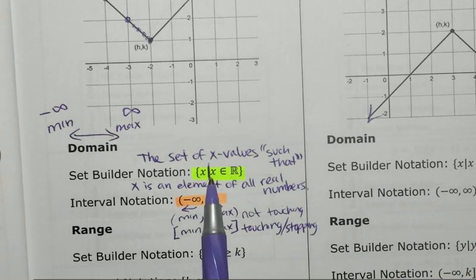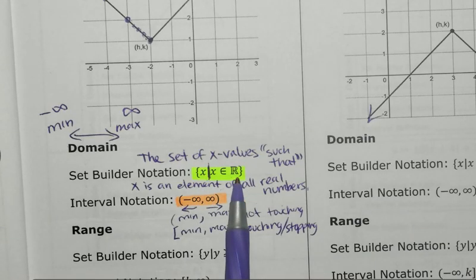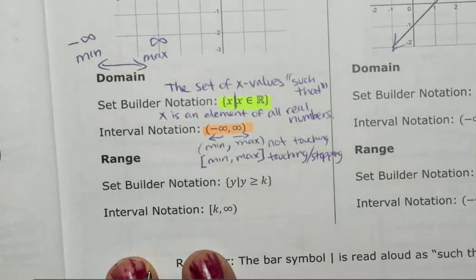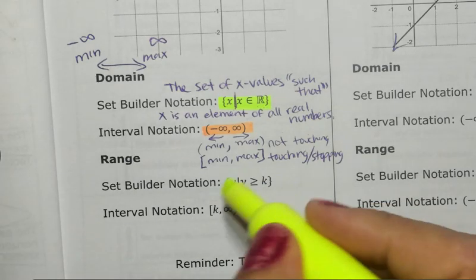So set builder notation, you have those little curvy braces, x such that x is an element of all real numbers, and then interval notation. This is saying the same thing, it's just written differently. This is saying that it's going forever left, forever right, and not touching or stopping. So that notation is practiced throughout this whole video and anytime you need to write domain and range in any function we study. So this is probably just new to you right now, but hopefully with practice it gets better.